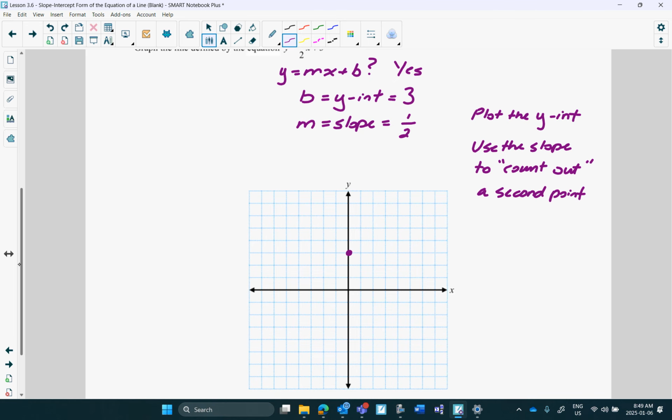From the y-intercept, because it always has to be from the y-intercept, this is telling me to rise 1 and run 2. So from here, I'm going to go up 1, go to the right 2. There's a second point that's on the line. Draw through.